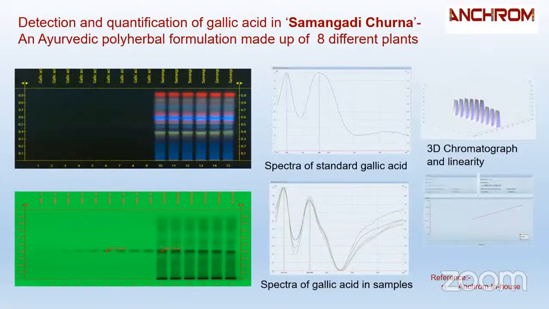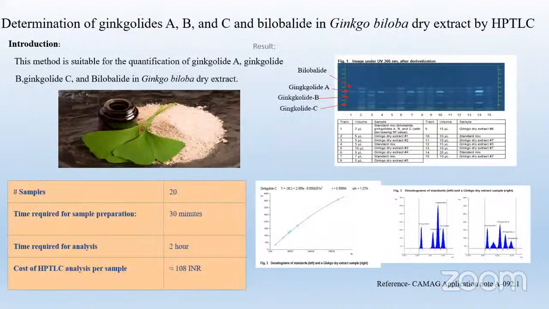This is one example of a polyherbal formulation. They are very difficult to analyze or separate. We have this formulation, Samangadi Churna, which was prepared from 8 different plants, and our aim was to identify and quantify gallic acid from this polyherbal formulation. We have separated gallic acid at Rf 0.41. We went for spectral identification. We have confirmed its identity, and this is the calibration graph with which we could quantify how much gallic acid is there in my sample.